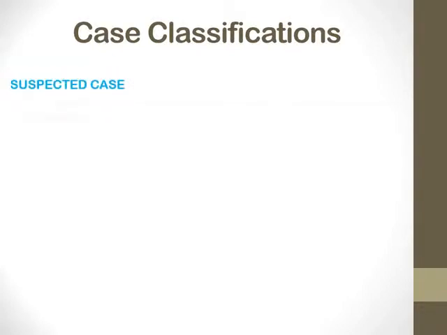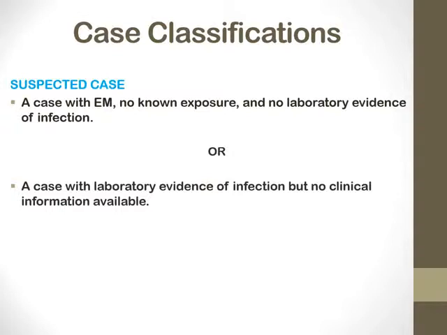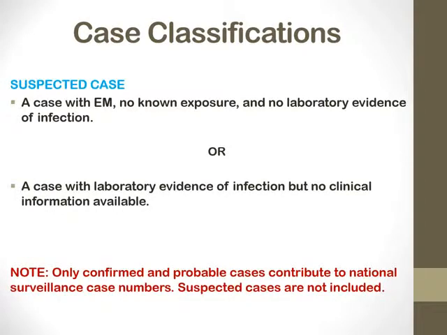Suspected cases have two scenarios. A case with EM with no known exposure and no laboratory evidence of infection, or a case with laboratory evidence of infection but there is no clinical information available. Please note that only confirmed and probable cases contribute to national surveillance numbers, so suspected cases are not included.